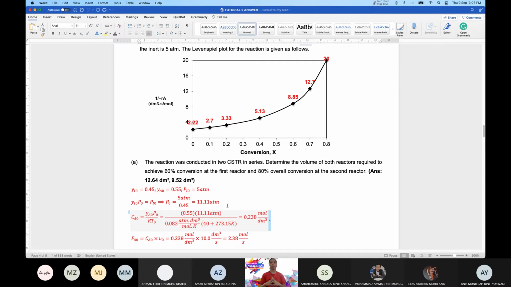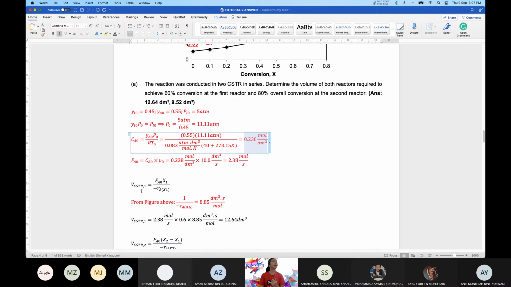Okay, so when you do this, you will get CA naught as 0.238. But don't forget, you don't stop there. Our mission is to find FA naught, which is not settled yet. Once you have CA naught, come back to find FA naught. So FA naught will be CA naught multiplied by V naught, right? So CA naught 0.238, V naught 10, you will get FA naught 2.38 mole per second.